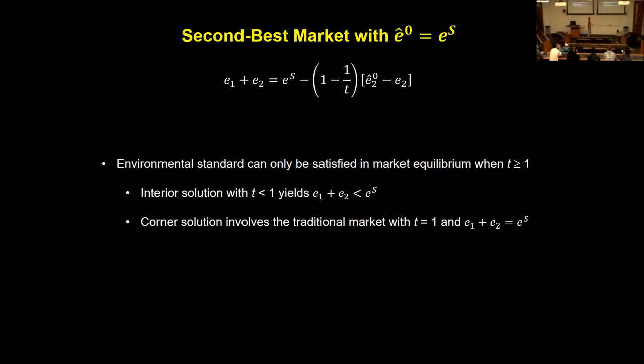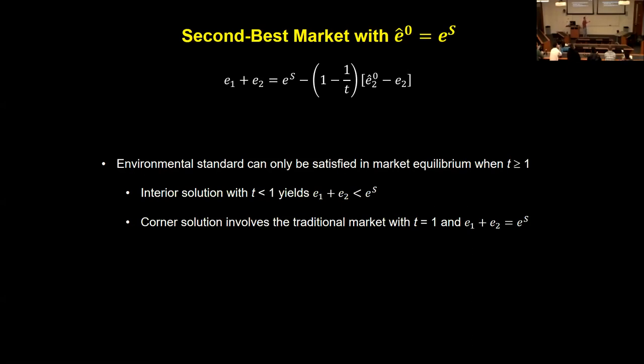So let's look at the second best market, where we're going to impose, again, that the permit caps are equal to the standard. So now I've just rearranged this equation from before. This is the effective permit cap on this side. Total emissions equals the effective permit cap. The environmental standard now can only be satisfied in a market equilibrium when T is greater than one. Since this term is positive, and we have a negative sign here, we have to have T greater than one for this whole term to be positive so that total emissions might be less than the standard when we get done.